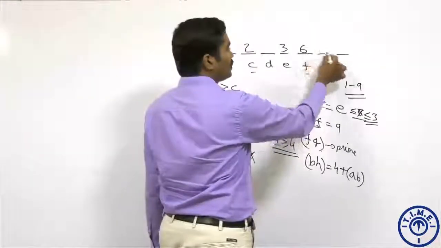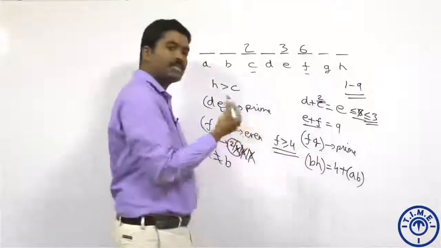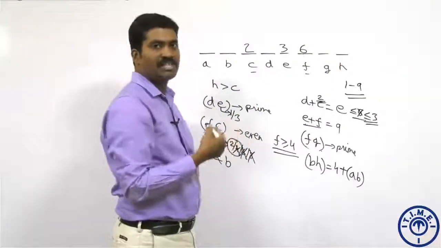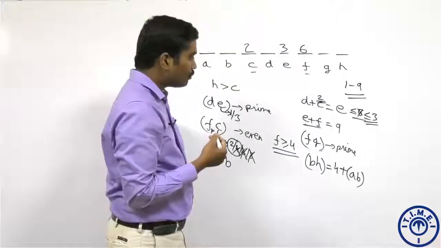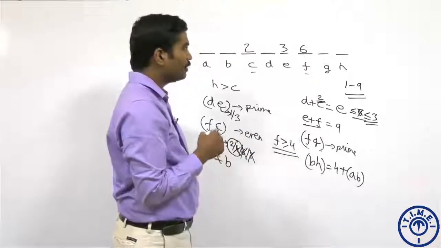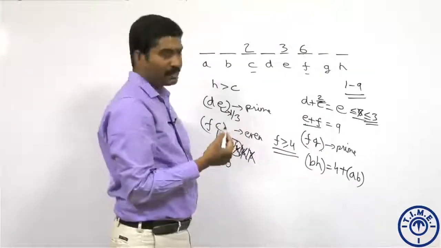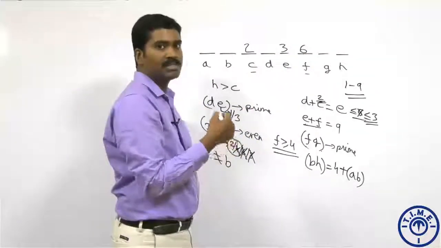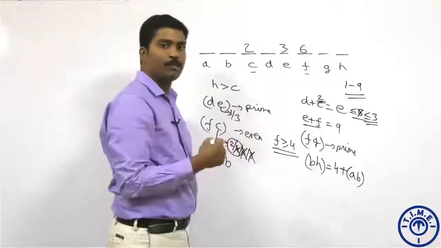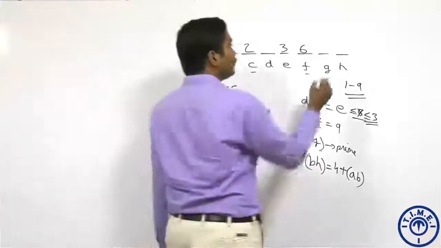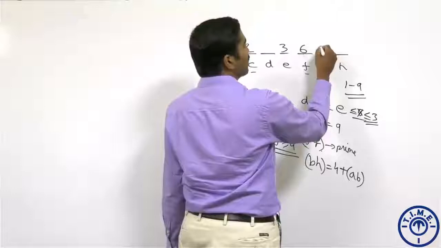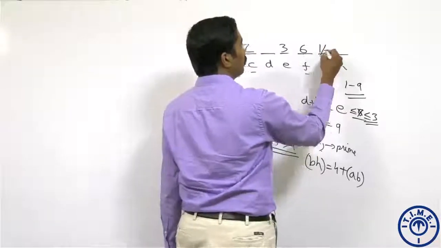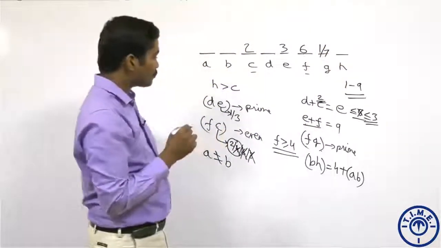Now for this one, 6 dash, it can be 61, 63, 65, 67, 69, right? Now G can be 7 or G can be 1, right? Because 61 is prime, 63 is not prime, 65 is not prime, 67 is also prime, 69 is not prime. So this can be 61 or 67. G can take 2 values as of now.